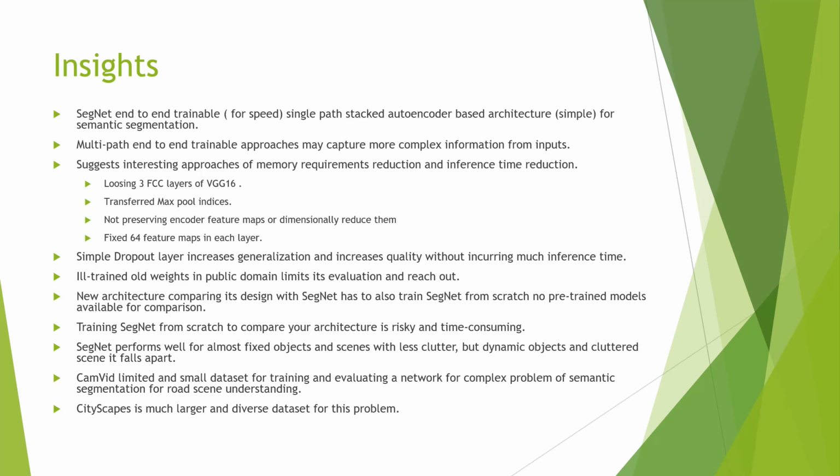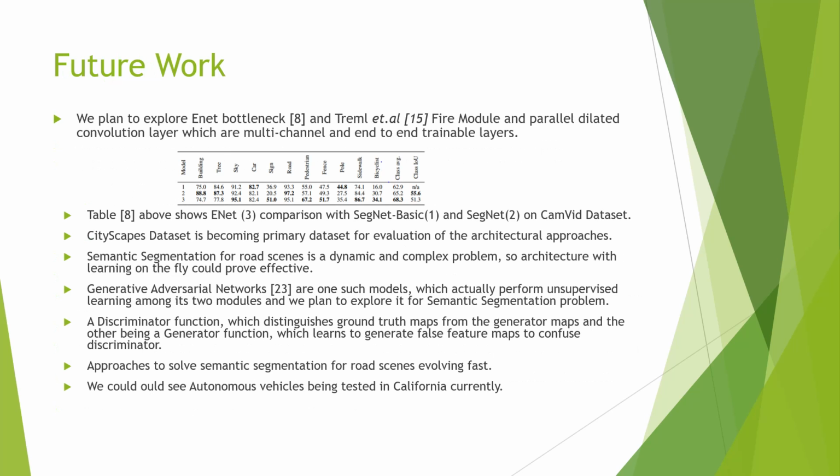SegNet performs well for almost fixed objects and scenes with less clutter, but for dynamic objects and cluttered scenes it falls apart. This can be limited by the small dataset for training and evaluating it for complex problems, like semantic segmentation for road scene understanding. Cityscapes is a much better and much more diverse dataset compared to CamVid. We plan to explore the ENet bottleneck and the SqueezeNet fire module and parallel convolution, which are multi-channel and end-to-end trainable layers.